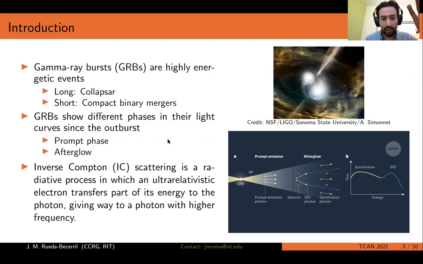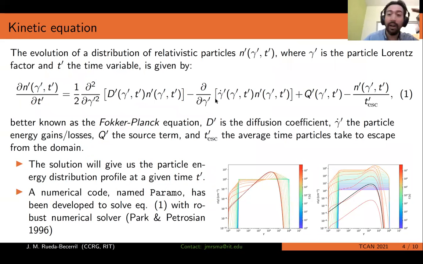So okay, let's talk about these ingredients to account for these spectra that we observe in relativistic jets. Okay, so the first ingredient are the accelerated particles. To model the accelerated particles in relativistic jets, we can do that considering the kinetic equation, better known as the Fokker-Planck equation.